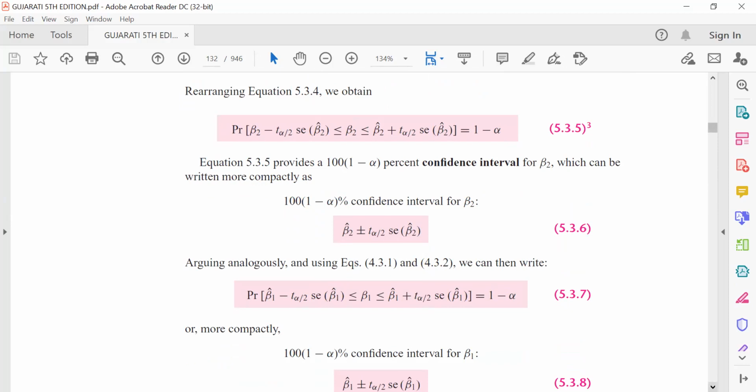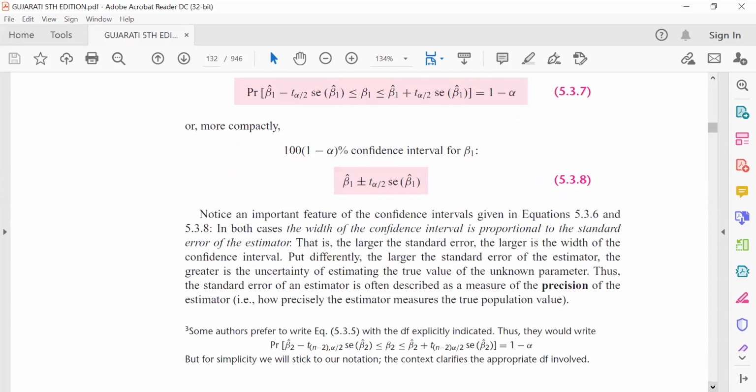Arguing analogously, using equations 431 and 432, we can write the probability for beta 1. This is actually the same as equation 536, because the only difference is the parameter and the standard error of the parameter. So in the compact equation, the confidence interval for beta 1 is beta 1 plus minus t alpha over 2 times the standard error of beta 1.